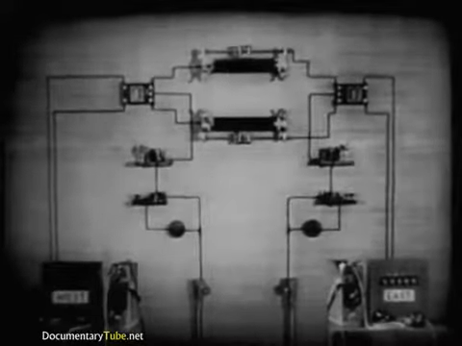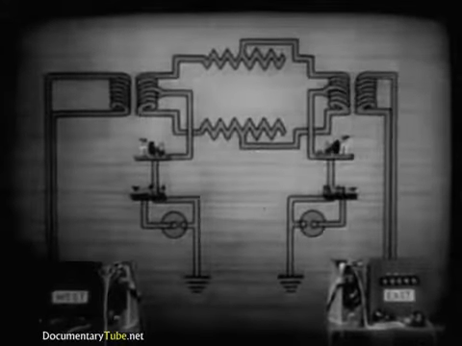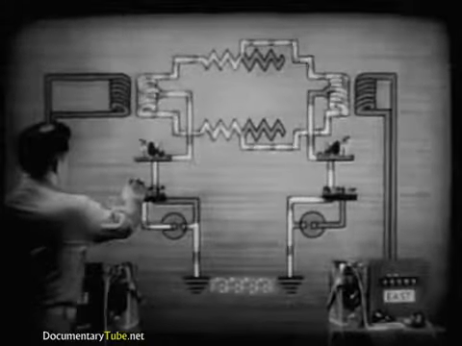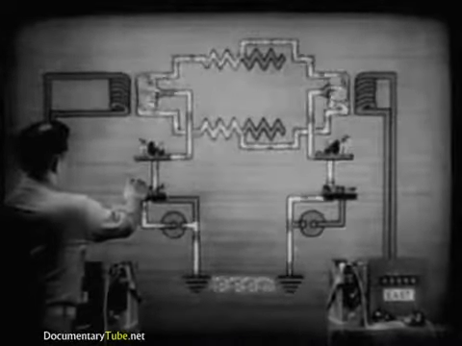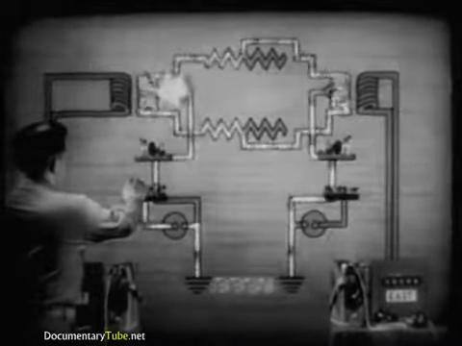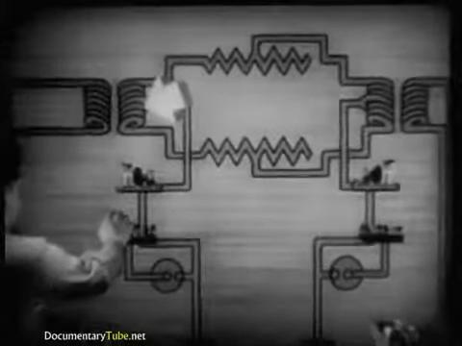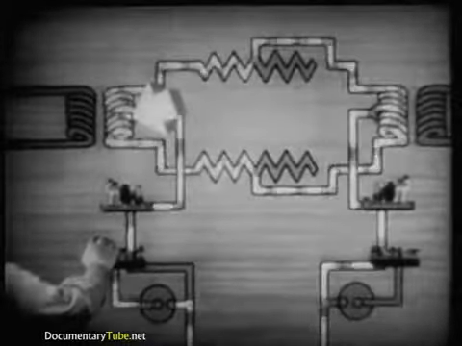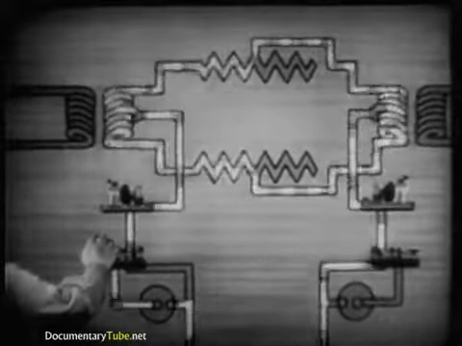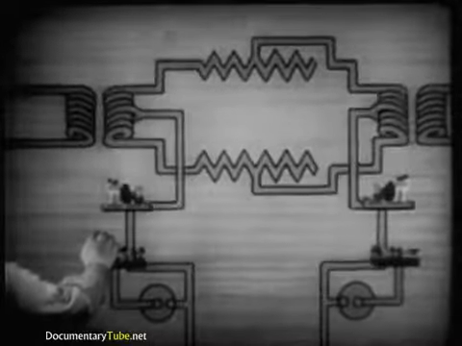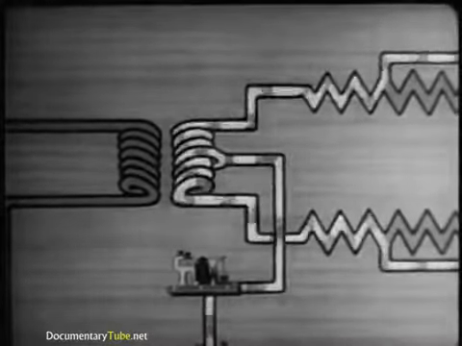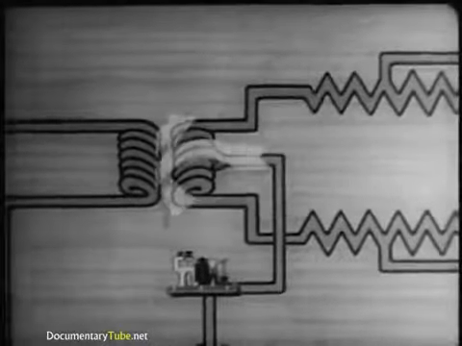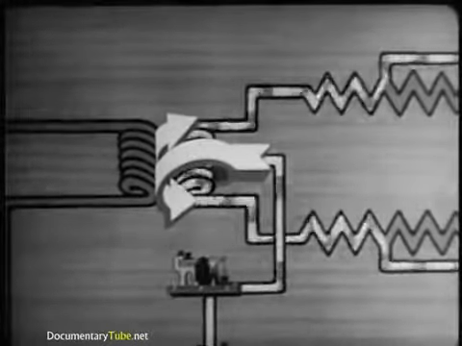Here's how the whole thing works. When one telegraph operator sends a message, the other receives it. The current goes from the telegraph set to the midpoint of the repeating coil's line side winding. Since both line wires are of equal resistance, the current divides equally in the repeating coil.